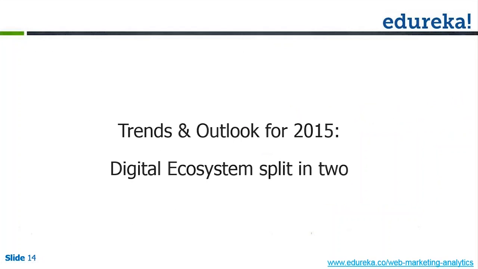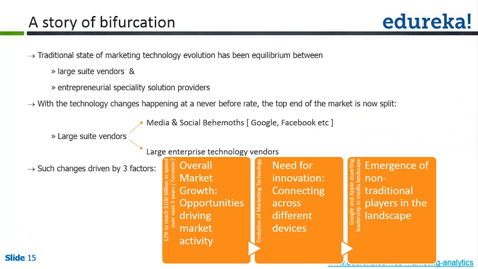The second trend that is catching up today is the fact that the whole digital ecosystem itself is split into two. And by ecosystem, I essentially mean the state of marketing technology, right? So the marketing technology has been split traditionally between large vendors on one side of the spectrum, and really small specialty solution providers at the other end of the spectrum. But today, the situation is flipped around. So the top end of the market itself is split into two. There are still large technology vendors providing solutions for marketing technology, but there are new players in the market, like a Google or Facebook or an Apple, that have disrupted the status quo, right? And this is essentially driven by three factors.